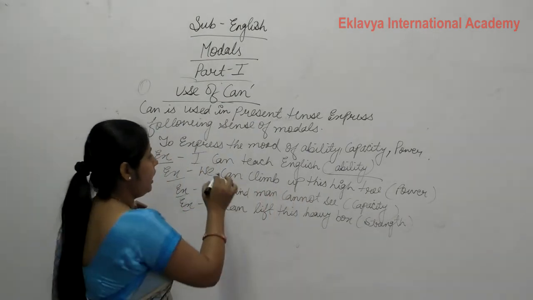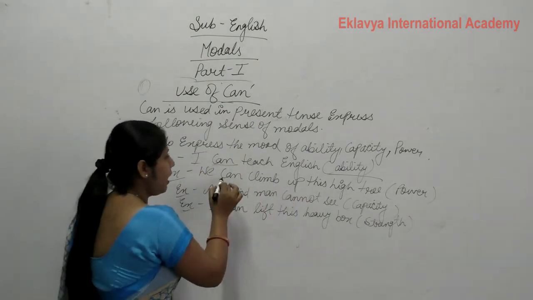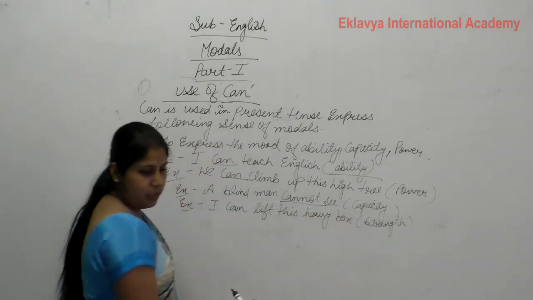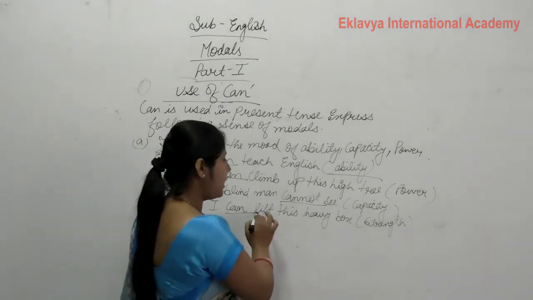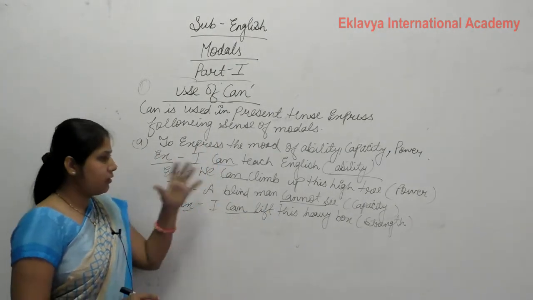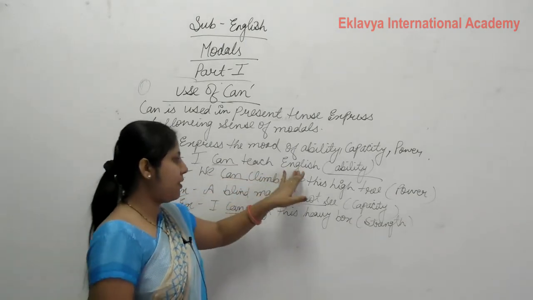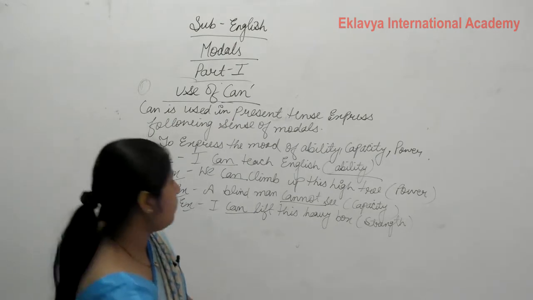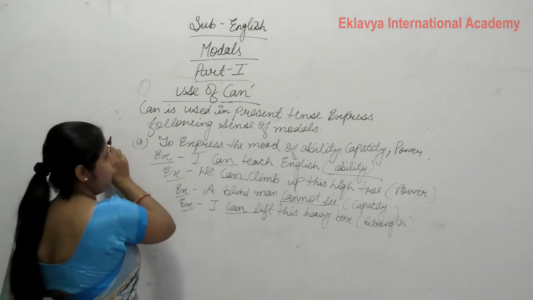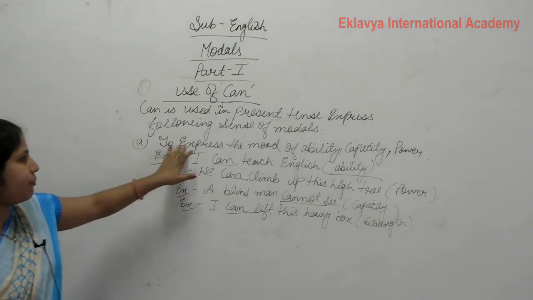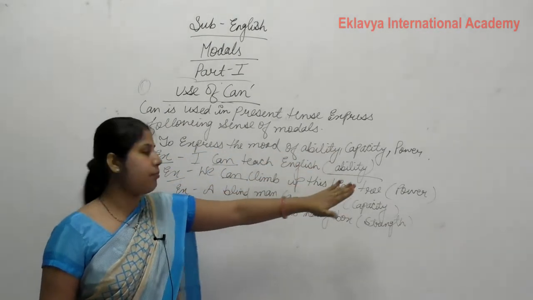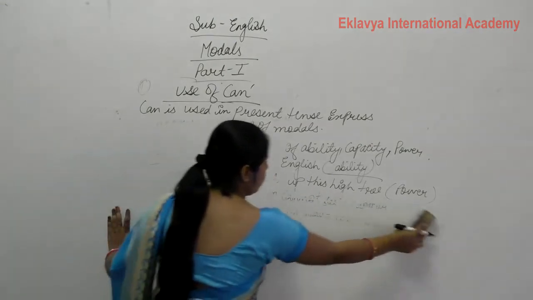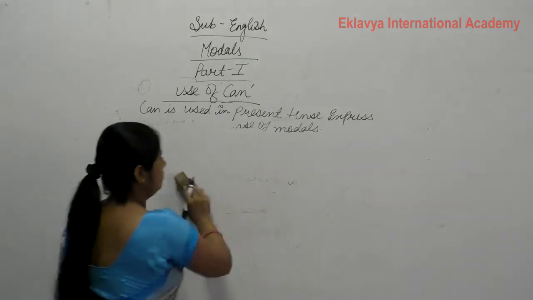So listen carefully. Can we use for ability? Can we use for power? Can we use for capacity? Can we use for strength? Okay. So I tell you all examples: ability, power, capacity, strength, etc. Clear? Okay. To express the mood of ability, capacity, power. Okay. Now next, second point of can.